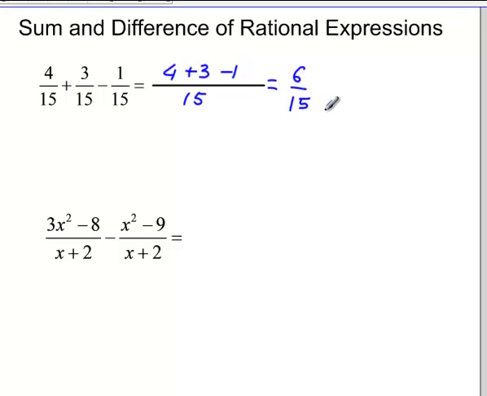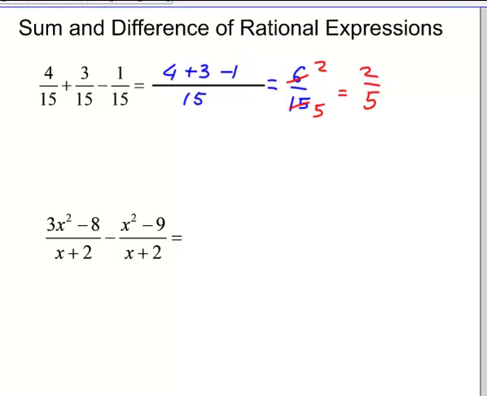Are we done? No, because we definitely can reduce this fraction. And if we can do it, we have to. So we are going to divide top and bottom of the fraction by 3. And we're going to have 2 right here, 5 over here. And the answer should be 2 over 5. So this is a very simple example of sum and difference of rational expressions. And let's do a little bit more complicated stuff.